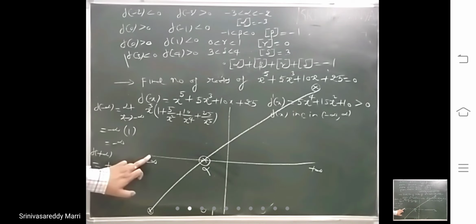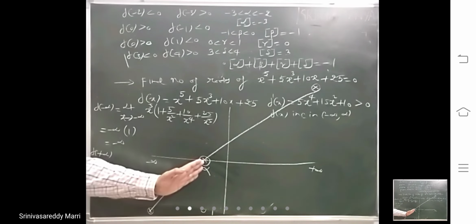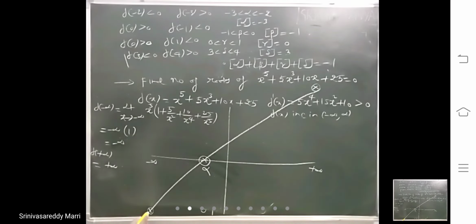Just increasing means nothing else is there. From bottom to top, you connect that point, so in between it will cut. Now how many times will it cut? Only once, because it won't come down again. Only one root.